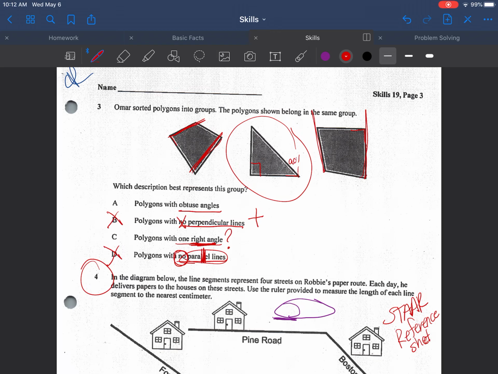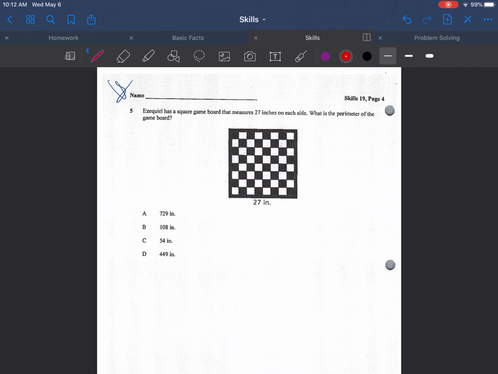Now, it says polygons with obtuse angles. If we look at the triangle, it has a right angle. What type of angle would this one be? This one would actually be an acute. Now, the other one, I have to turn my iPad, but if I do this one, what kind of angle is this? Acute. So it wouldn't work for the triangle, perhaps for the other two polygons, but not for the triangle. So I can eliminate it. So my answer would be C.